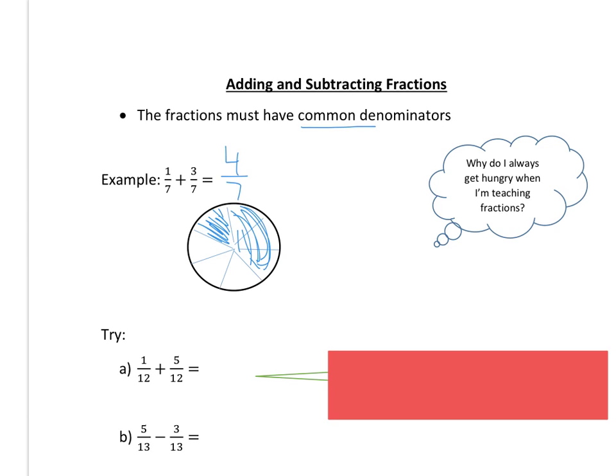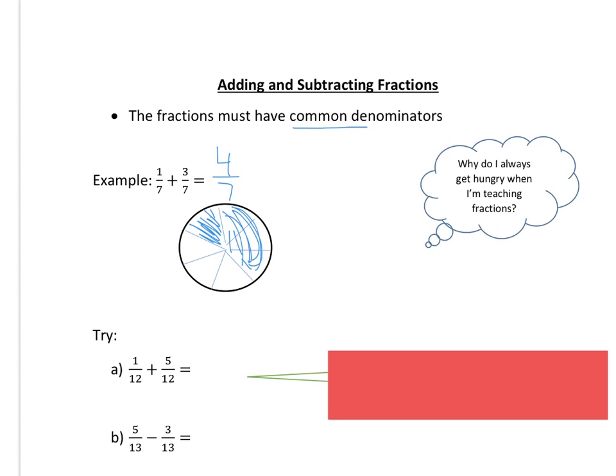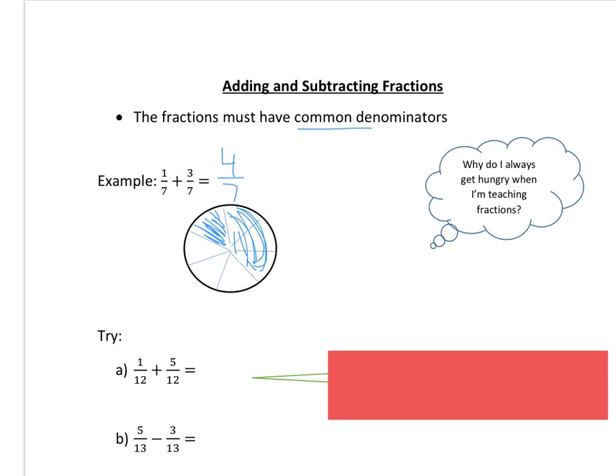So let's take a look at the next example here. Example A, 1/12 plus 5/12. If we follow the example above, we know that our answer will still have the denominator of 12, but our numerator now will be 1 plus 5, which is 6.